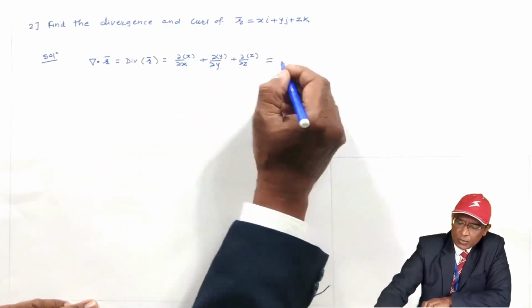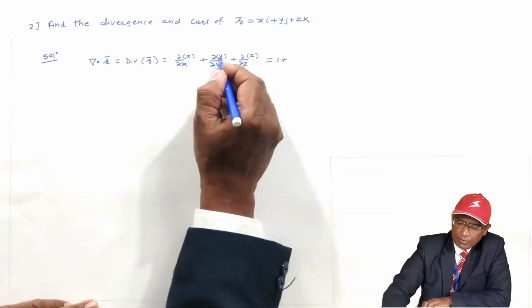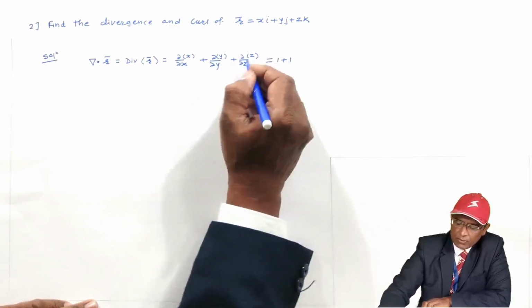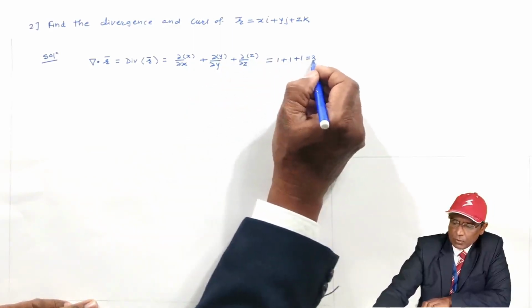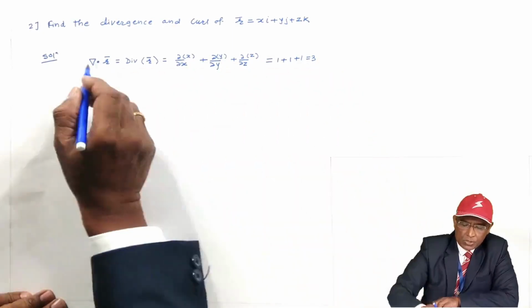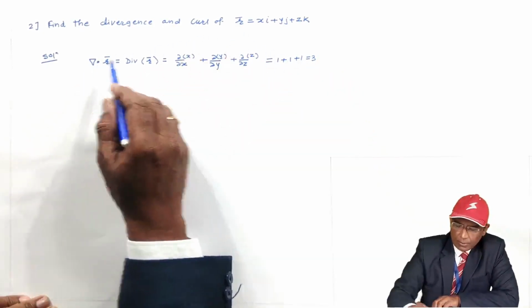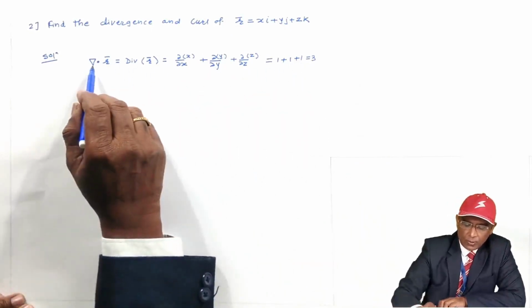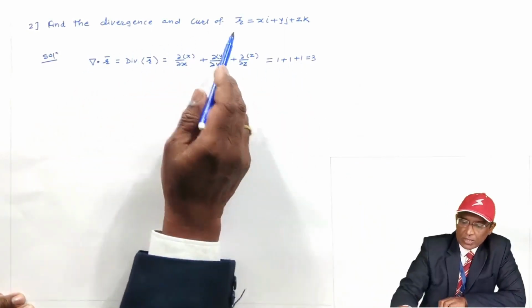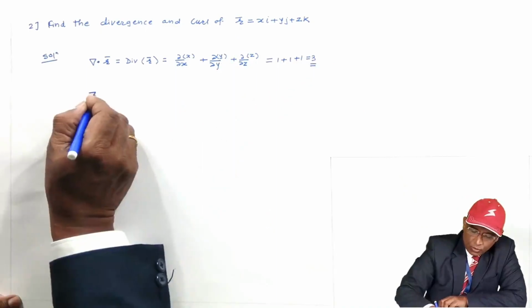Derivative of x with respect to x is 1. Derivative of y with respect to y is 1. Derivative of z with respect to z is 1. So 1 plus 1 plus 1 is 3. Means del dot r bar, the divergence of r bar, is 3. And the divergence of any vector point function is a scalar point function.